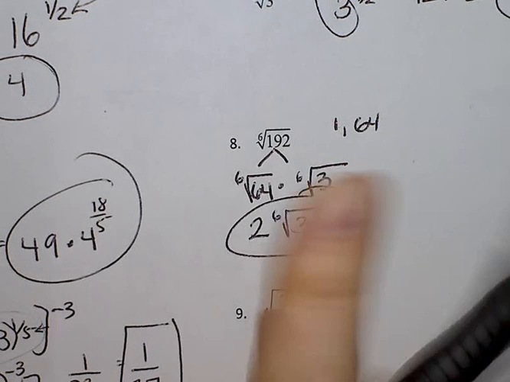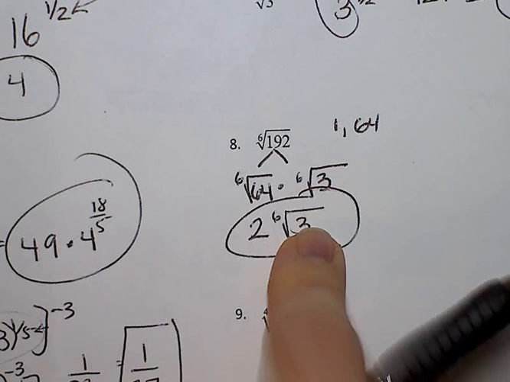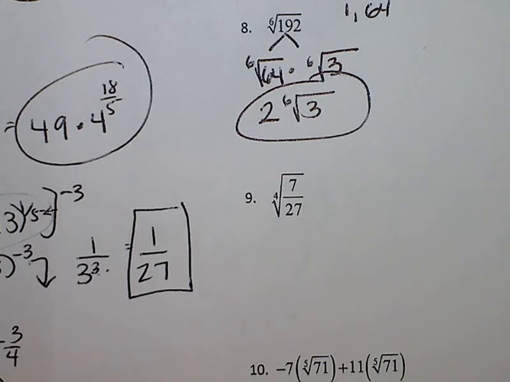Since it's an irrational number, I'll leave it in radical form. Number 4.